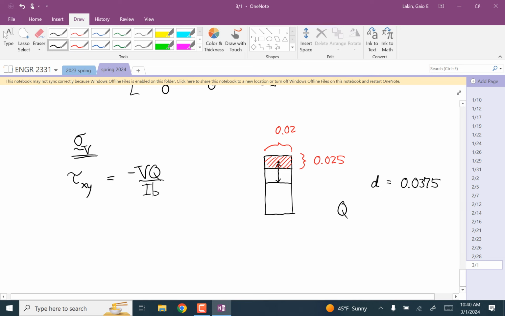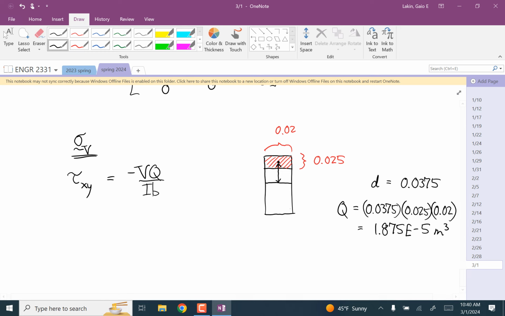And so Q is equal to 0.0375 times the area of that rectangle, 0.025 times 0.02. And you get 1.875 times 10 to the minus 5 meters cubed.